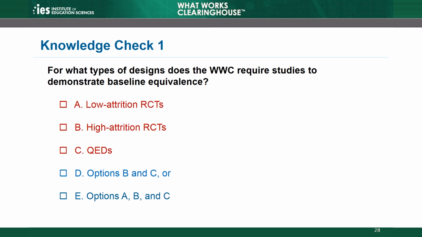Choices A and E are not correct because low attrition RCTs do not need to demonstrate baseline equivalence. This is because the WWC assumes low attrition RCTs have equivalent groups on average. Low attrition indicates the sample lost between randomization and analysis was likely not large enough to introduce bias.